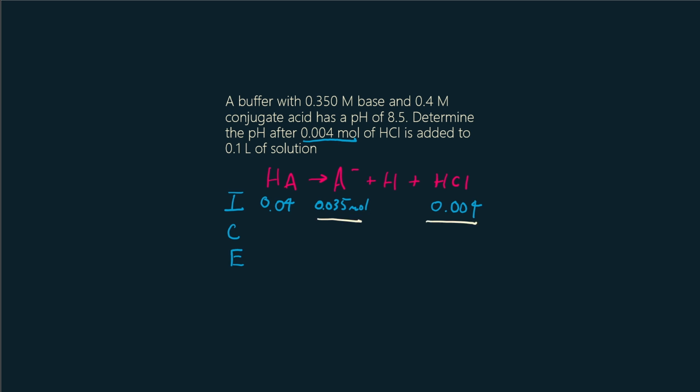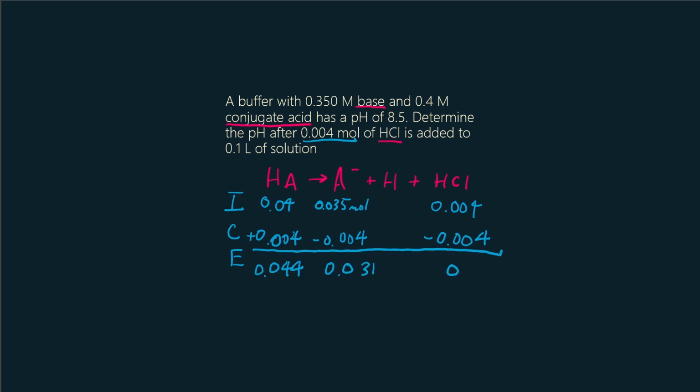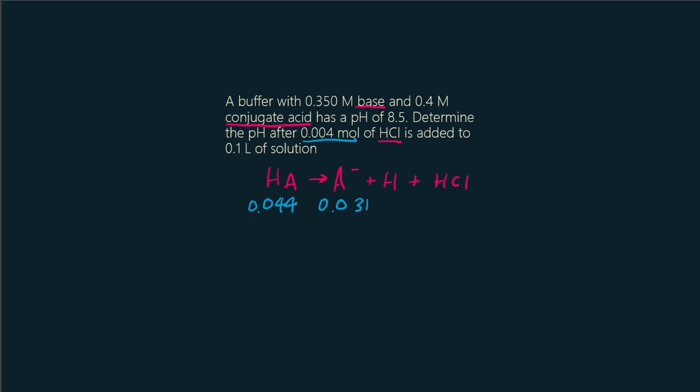The side with the strong acid is the one that will reduce by the smaller value, so in this case by the 0.004 moles. And what we decrease on one side, we add on the other. So in total, we get these values. We'll plug those values into our HH equation, but we have a problem. We don't know the pH or pKa at this point.